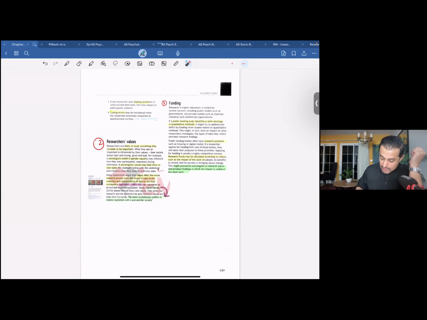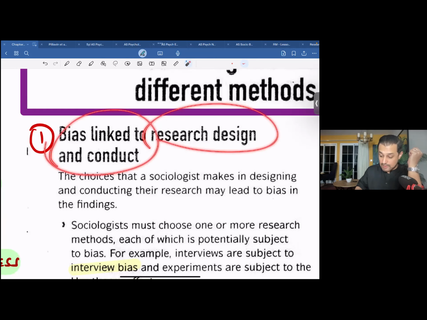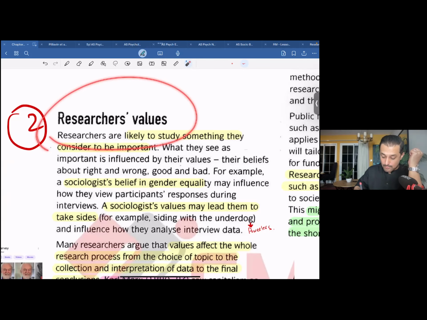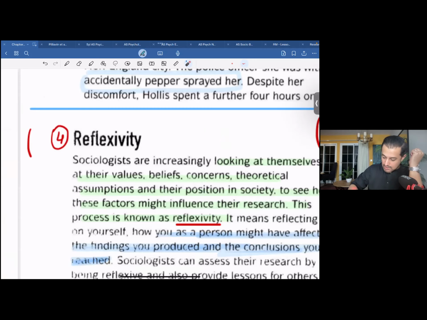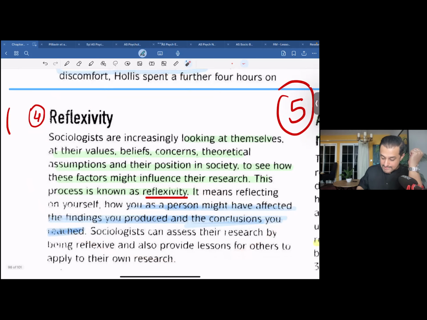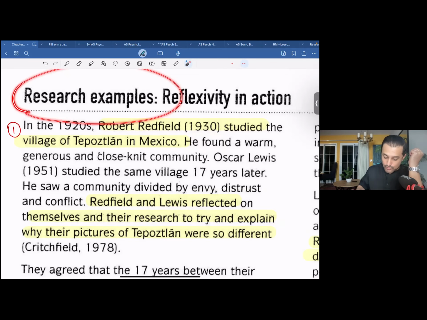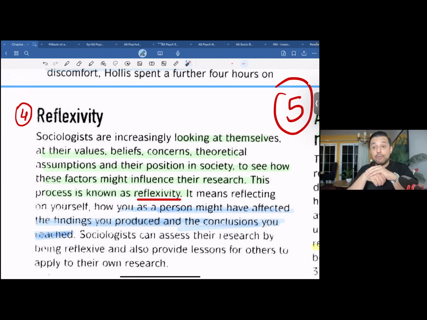Taking this ahead, we initially spoke about the bias linked to research design and conduct. Number two, we spoke about the researcher's values. Number three, we spoke about funding. Number four, we'll speak about reflexivity. We'll discuss what reflexivity is, and then we'll move on to discuss a research example. Reflexivity. What does the word reflexivity mean here? Reflection, right? A mirror reflects your image, right?